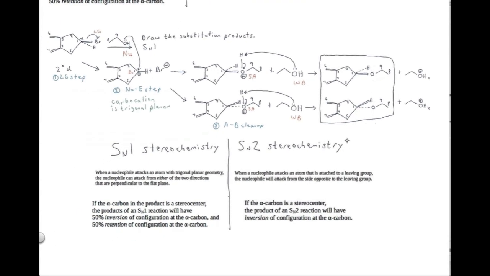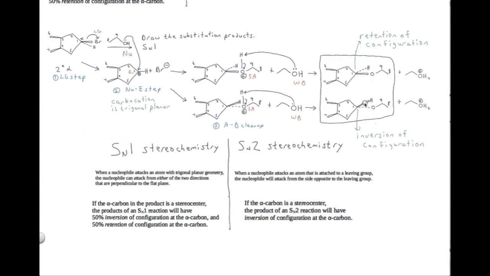Okay, and now I think you can see more clearly that this is the branch that gives us retention of configuration, and this is the branch that gives us inversion of configuration. In this branch of the mechanism, the hydrogen is in the same position that it started in. The hydrogen started on a dash and it ended on a dash in this branch. The hydrogen has retained its position, so we would call this branch the branch that shows retention of configuration.